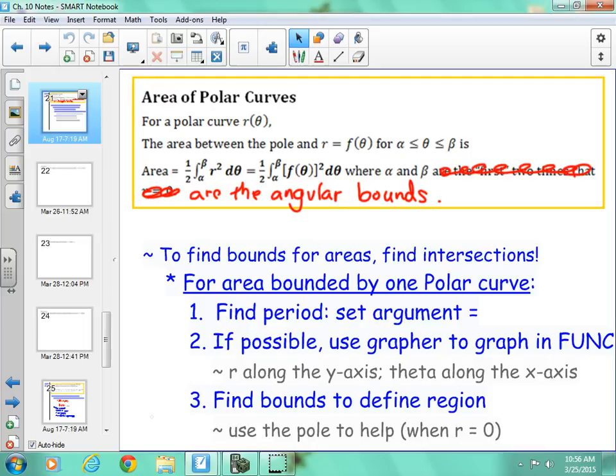How do I find speed of a vector, or of an expression that's given in parametric equations? How do I find speed? It's the magnitude of the velocity, which is the square root of x prime squared plus y prime squared.